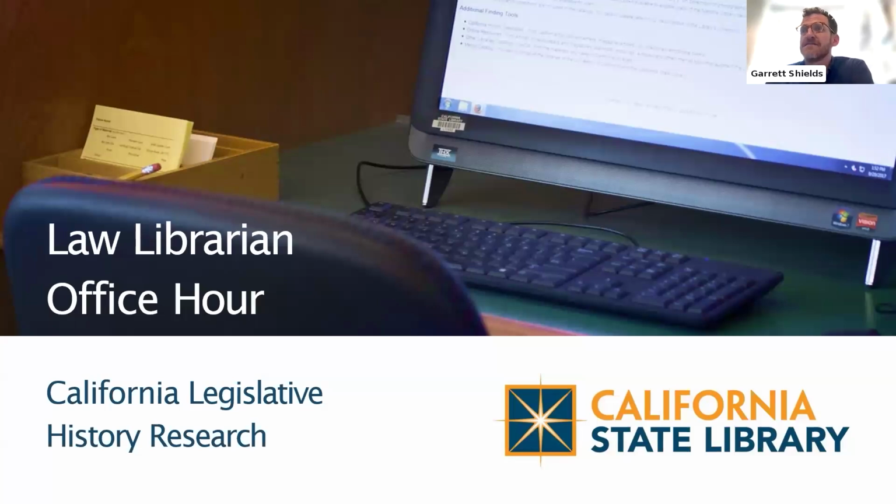This is the first in the series of Law Librarian office hours, where I'm going to walk you through specific examples of different legal research questions, focusing on what you can find freely online. My name is Garrett Shields, and I'm the Senior Law Librarian at the Witkin State Law Library, a section of the California State Library, where I've worked for the past 10 years. I'm joined today by my colleague, Elena Smith, the outreach librarian for the Witkin State Law Library, and she's been invaluable in supporting this project and will be assisting with the Q&A.